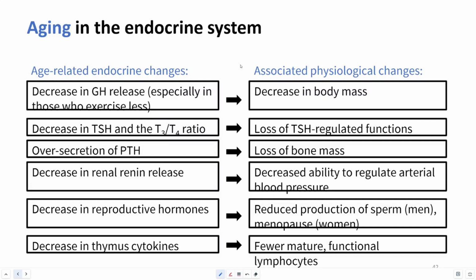There could also be an oversecretion of PTH, leading to a loss of bone mass. A drop in renal renin release, therefore you have a reduced ability to regulate arterial blood pressure. There's also a drop in reproductive hormones, reducing sperm count and causing menopause in females. And of course, reducing thymus function, causing your body to have fewer mature functional lymphocytes.